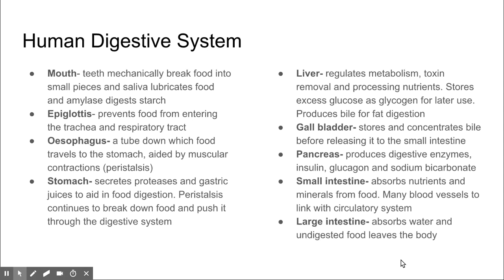Our gallbladder stores and concentrates bile. Our pancreas produces our digestive enzymes as well as insulin and glucagon, which regulate our glucose levels in our body. Our small intestine is mainly responsible for absorbing nutrients and minerals, and it has many blood vessels which allow it to link to the circulatory system. And our large intestine absorbs water, and undigested food leaves the body through this intestine.